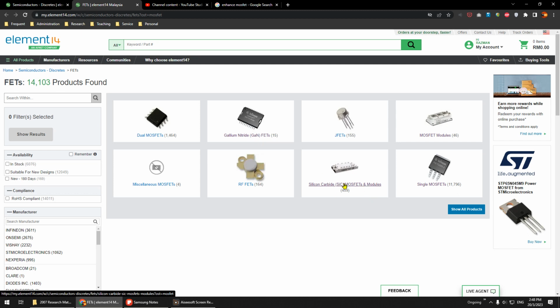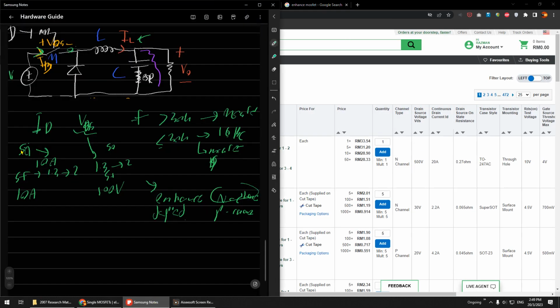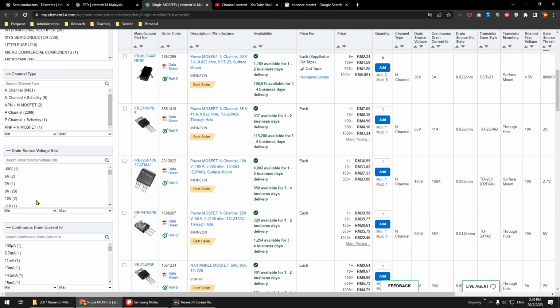So I suggest you use, this one is the module. Even using a module is also very expensive. So I suggest you just choose a single MOSFET. Like I said before, you take the current and voltage, 10 ampere, 100 volt. So I suggest this one, drain current, IDS. Drain current, so it's around 100.